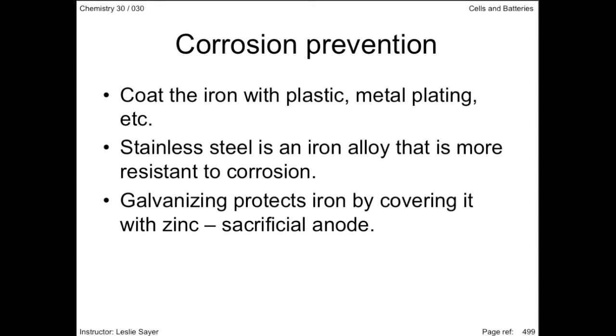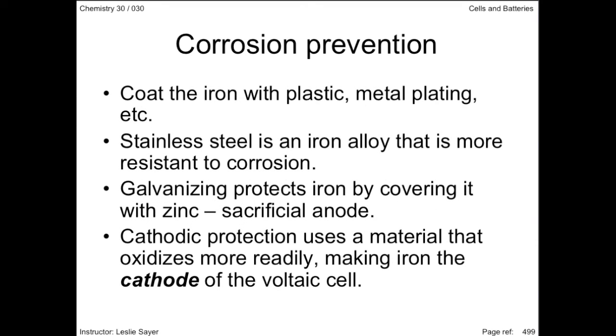Iron covered in a protective layer of zinc is called galvanized iron. If the protective layer is broken, the zinc will still protect the iron because it is more readily oxidized than iron. Since the zinc is oxidized before the iron, the zinc or any other material that is a stronger reducing agent is referred to as a sacrificial anode.